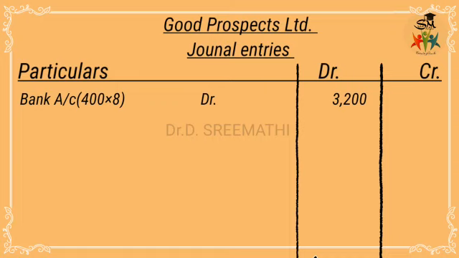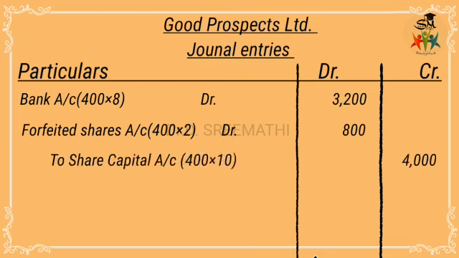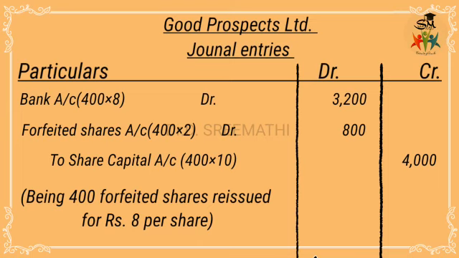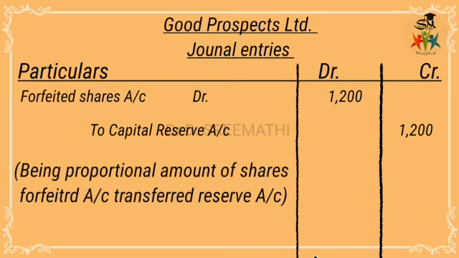We have already credited the value we received. Now we have to debit the same account with the value the company is losing, that is 2 rupees. So forfeited shares account, 400 multiplied with 2, 800 rupees. Then to share capital account, 400 multiplied with the face value of 10, so 4,000. And as we have seen in fully reissued forfeited shares, we have to transfer the balance amount to capital reserve from the forfeited shares account, for the reissued shares alone.